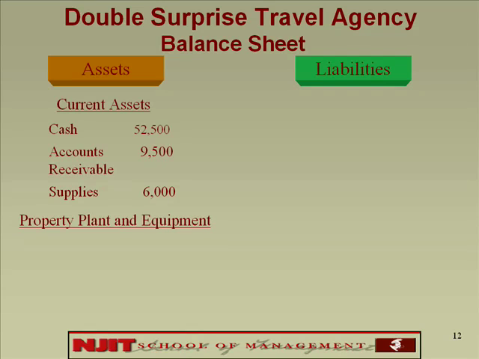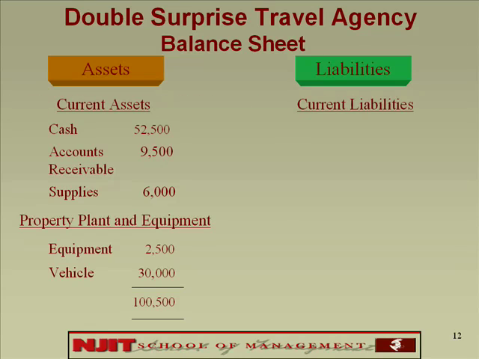If not, the long-term assets, you stick it under property, plant, and equipment, and they are equipment, 2,500, vehicle, 30,000. Is that it? If so, total it up. Comes to 100,500.